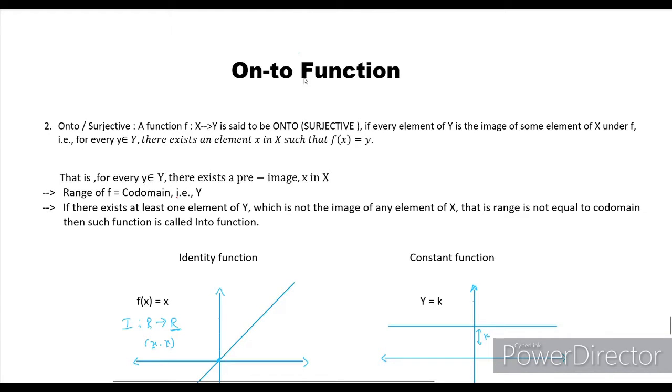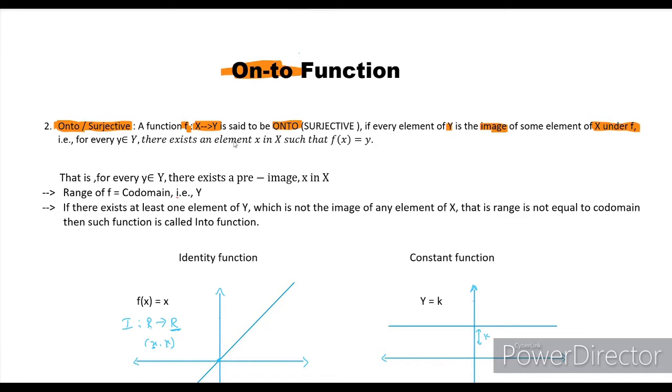Dear students, in this video we will understand what is an onto function. Onto function, which is also known as surjective function. A function f from X to Y, where X is the domain and Y is the codomain, is said to be onto or surjective if every element of Y is the image of some element of X under f. That means every element of Y should be an image. No element of Y should be left without mapping.